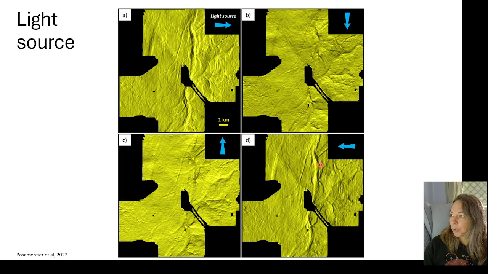Here's another example in a different system where we are looking at the light source from 4 different directions, like ordinal directions. And you'll notice that we kind of image different patterns. I think these were like different fractured areas that we're able to see as we change that light source.